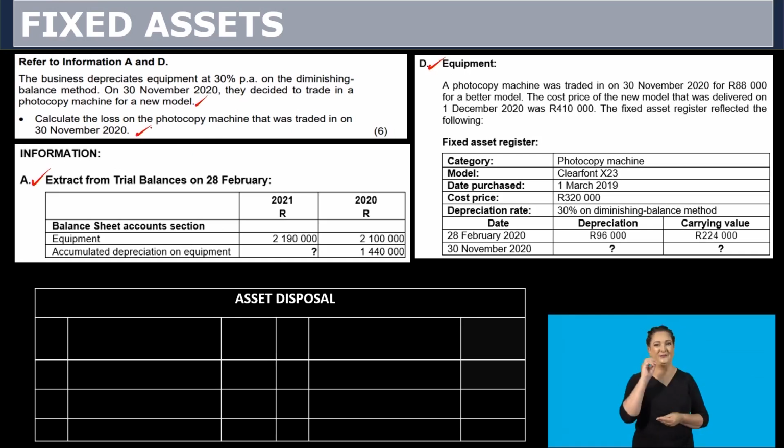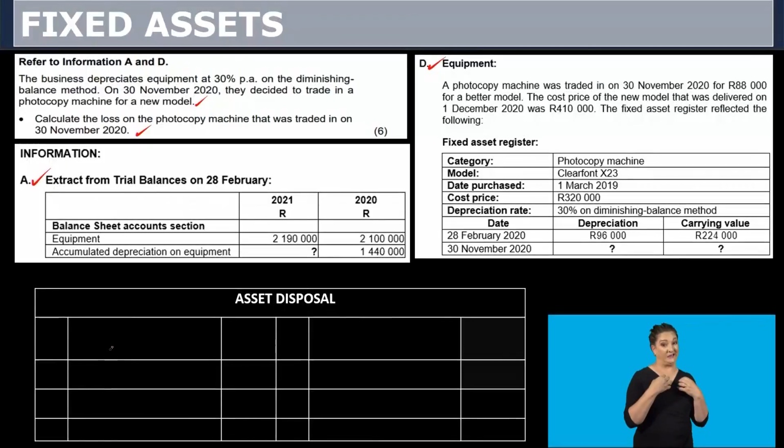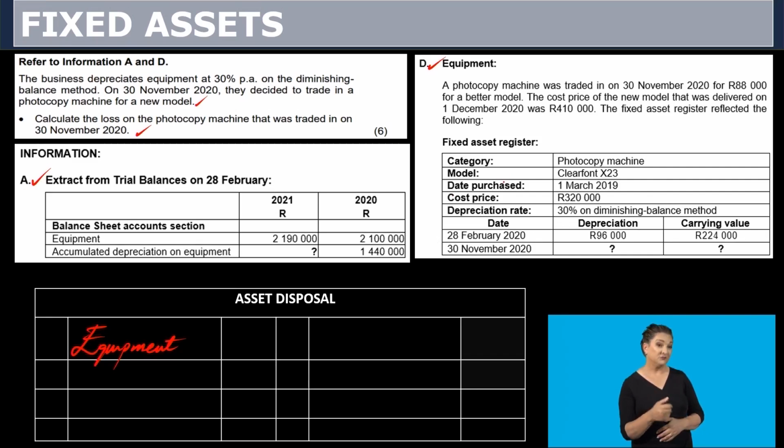Now, I want to do this using the grade 11 method that you've done. Then I'll show you again another method. So the first way, I'm going to show you how to open an asset disposal. Now, when you do an asset disposal, you know that you come here and what do you say? Equipment. This is what we're disposing, isn't it? Equipment. What was the cost price of this equipment? There it is. Cost price, 320,000. So I'll come here. There is my 320,000.